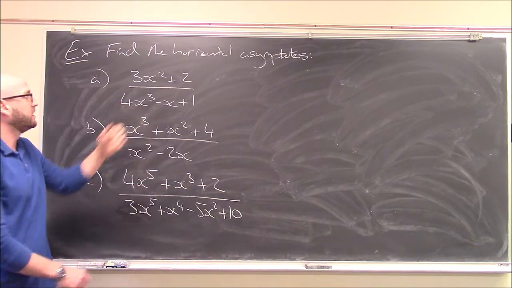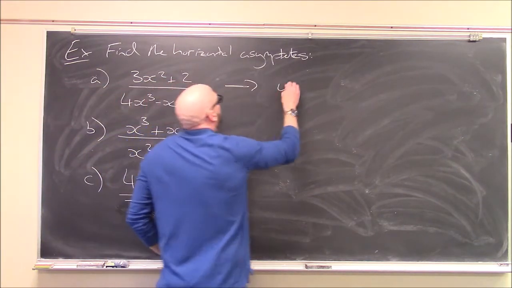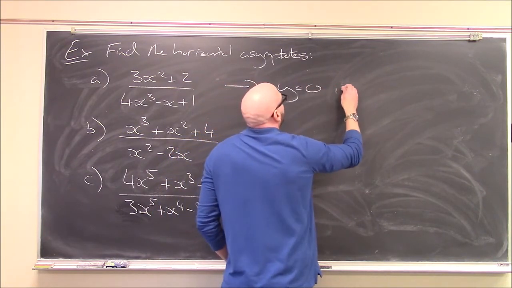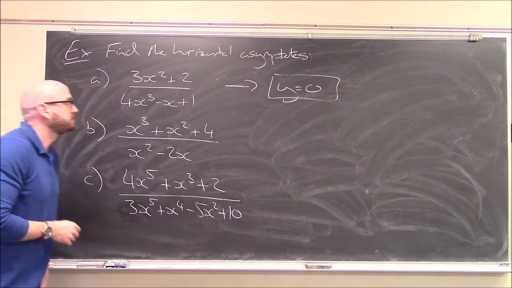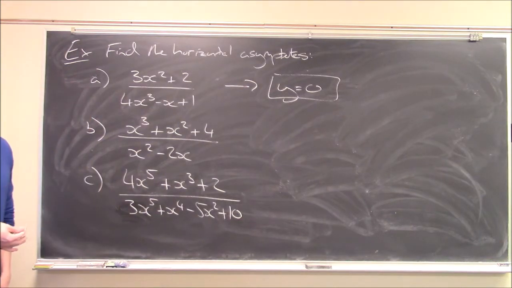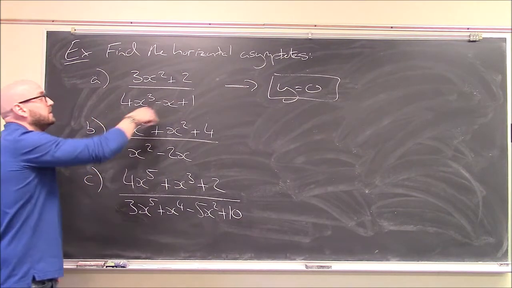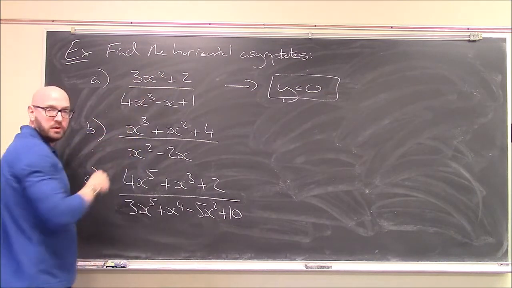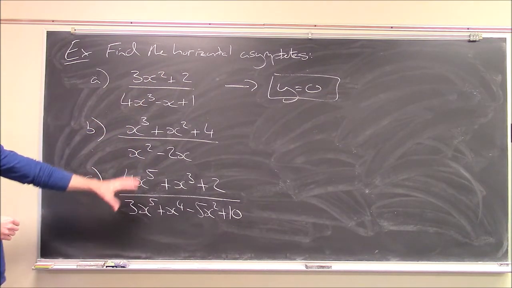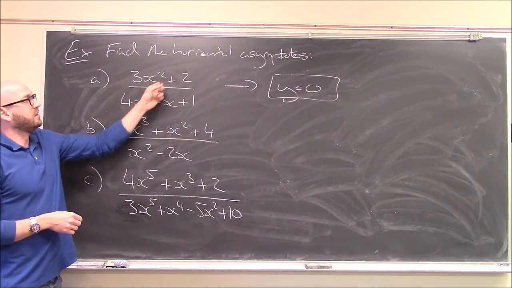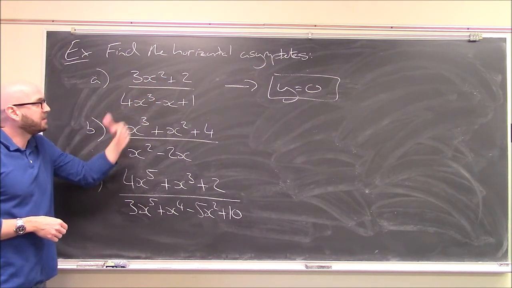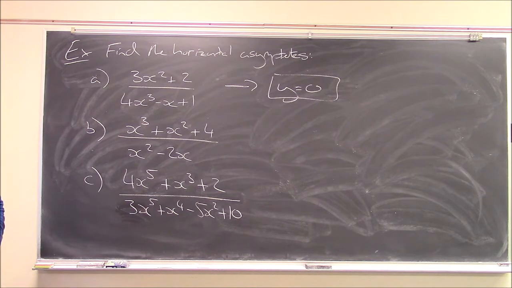Well, this means that y equals 0 is the horizontal asymptote. And that's all there is to it for these questions. You can ignore the rest of these polynomials. All you care about is the degree, except in the last case, but we'll get to that. The degree of the numerator is less than the degree of the denominator, so y equals 0 is the horizontal asymptote.